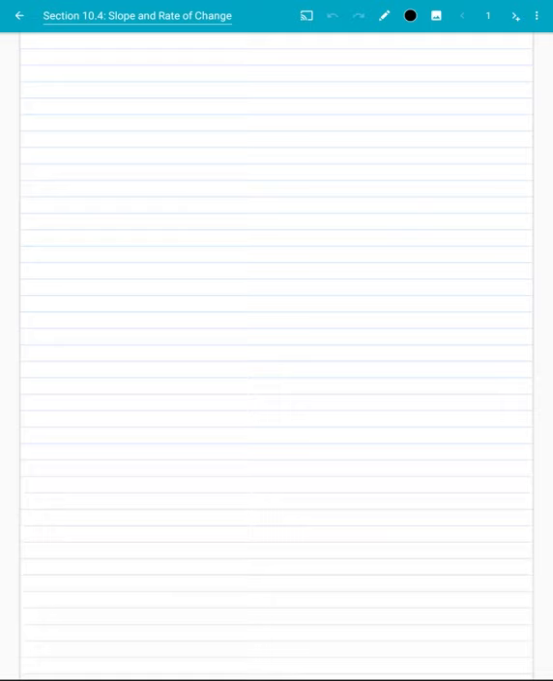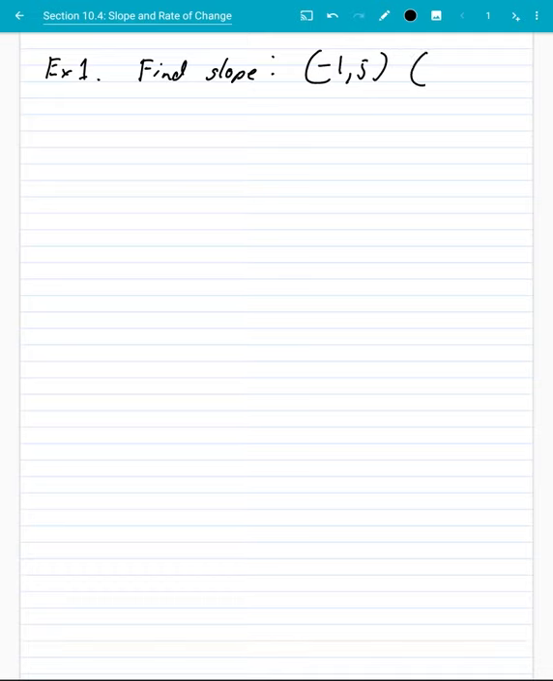So example 1 wants us to find the slope. I'm going to paraphrase: find the slope between two different points, (-1, 5) and (2, -3). So it wants us to find the slope between the 2 points. Now remember what I talked about earlier in another lesson: as long as you have 2 points, you can make a straight line, right? These are our 2 different points.